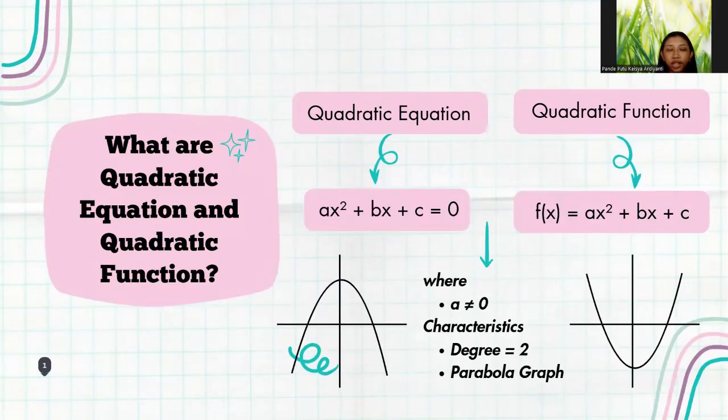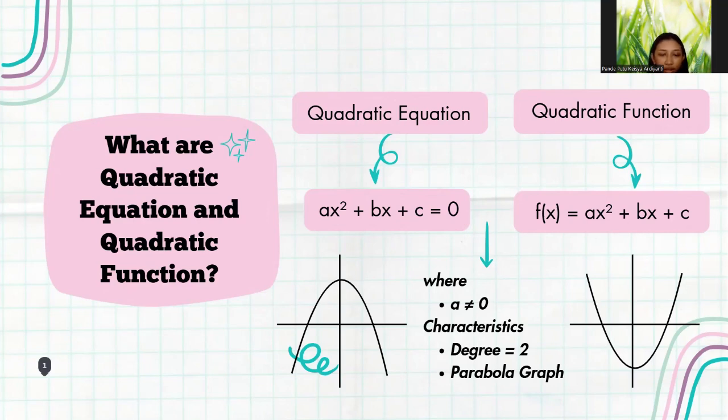So what are quadratic equation and quadratic function? A quadratic equation is an equation with the general form ax² + bx + c = 0, where a is not equal to 0. The purpose of a quadratic equation is to find the value or values of x that satisfy the equation. These values are called the roots or solutions of the equation.